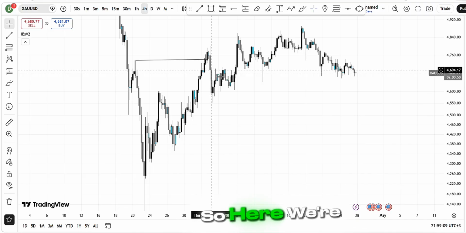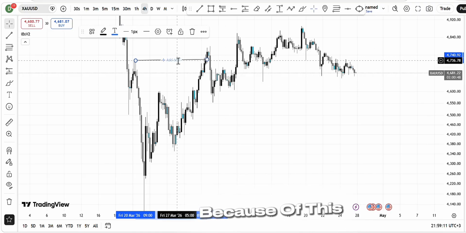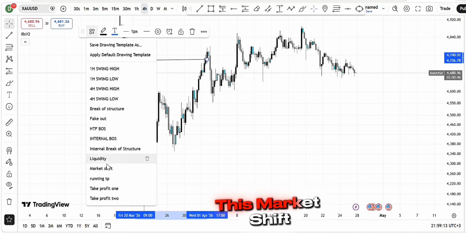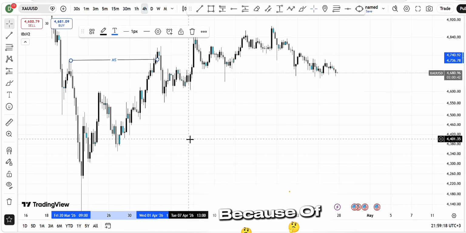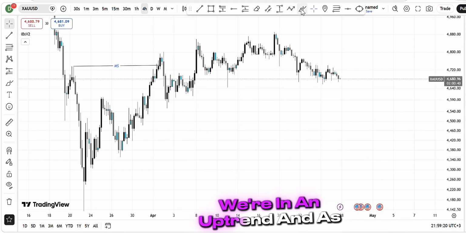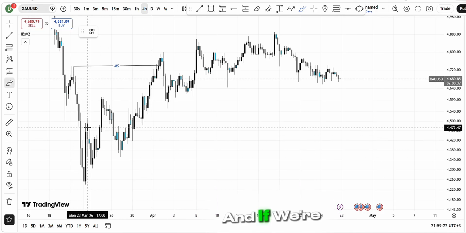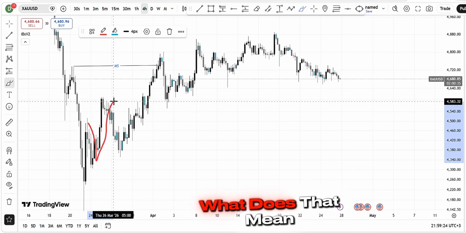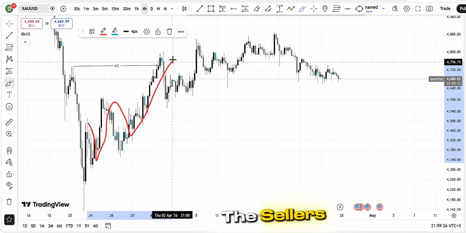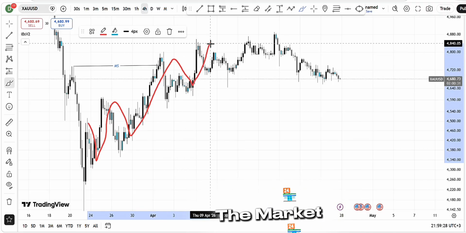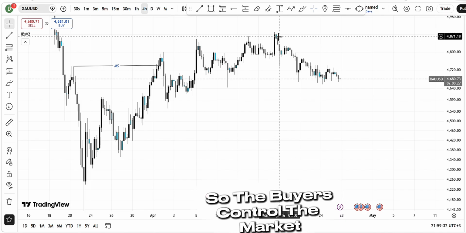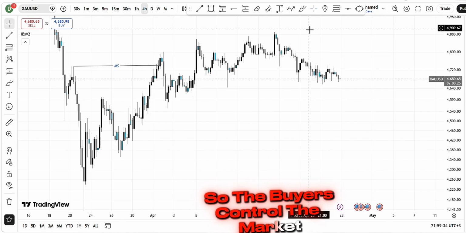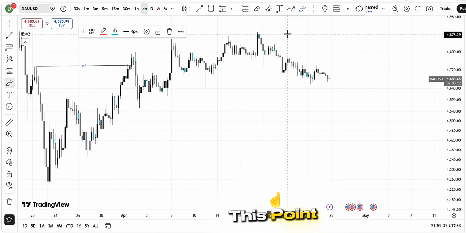So here we are currently in an uptrend because of this market shift. Because of this market shift, we're in an uptrend, and if we're in an uptrend, what does that mean? It means the sellers are no longer in control of the market. The buyers, the bulls, are in control of the market. So the buyers control the market for a little while until at this point.